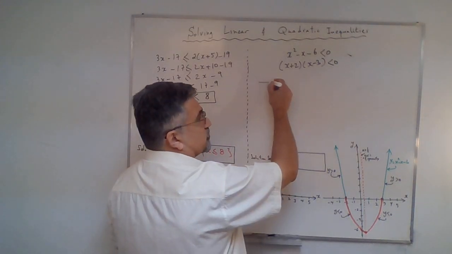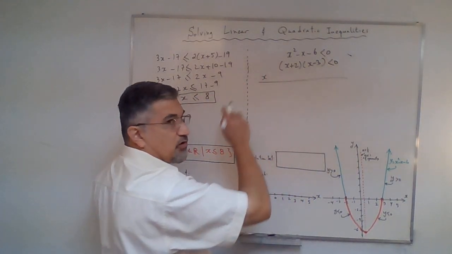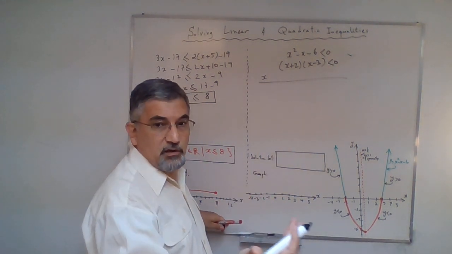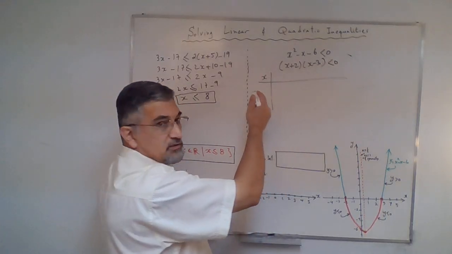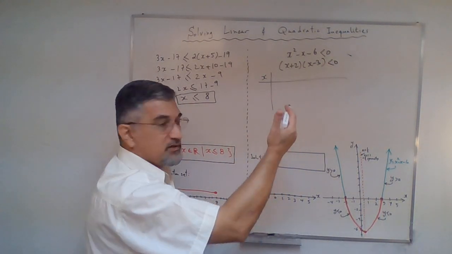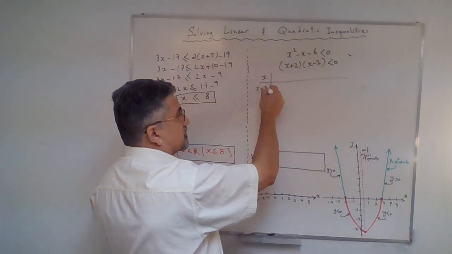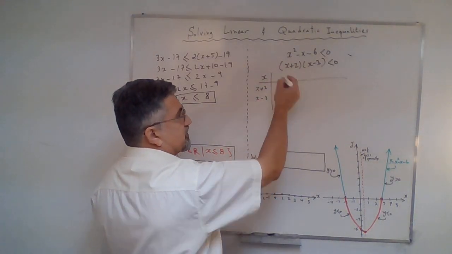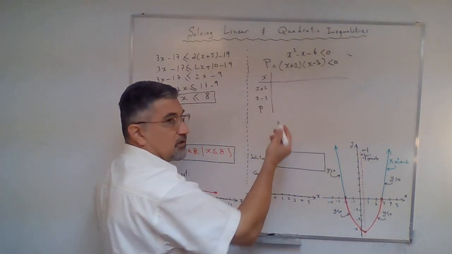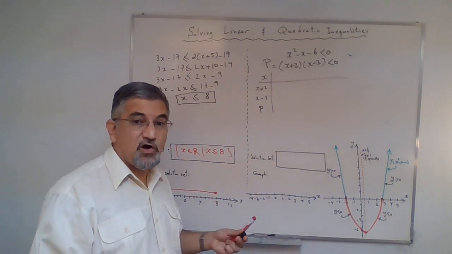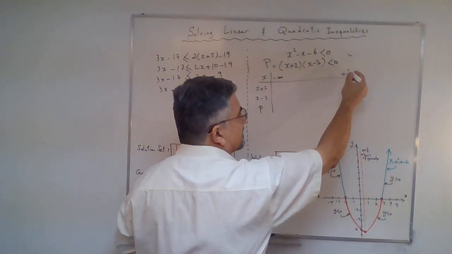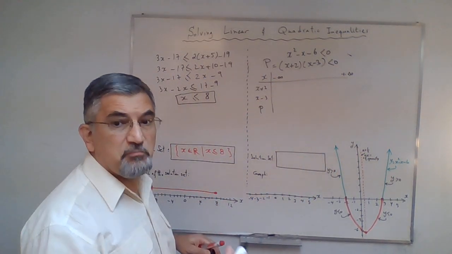We're going to construct a chart. In the top row, we have x, which represents our independent variable, and it's a real number. In the left side column, we list all the factors that we have in our inequality. So x plus 2 is one factor, x minus 3 is the other, and if I call this p for the product, then the product is what we want to find the sign of. And x may vary from negative infinity all the way to positive infinity. That represents the number line.